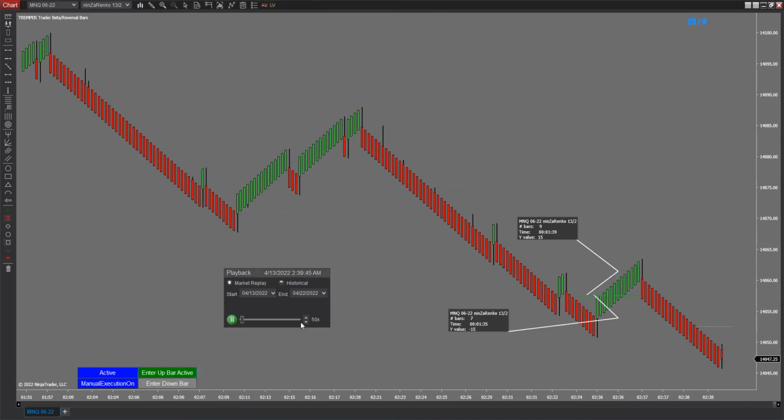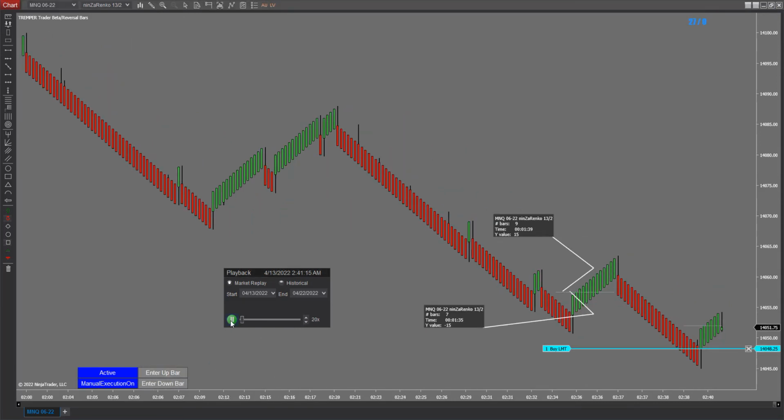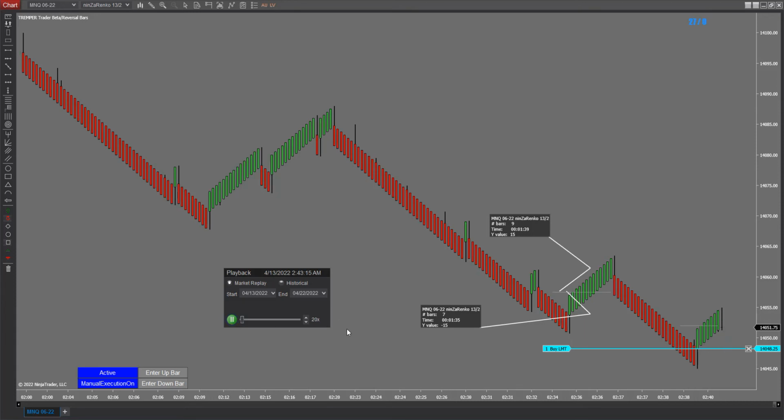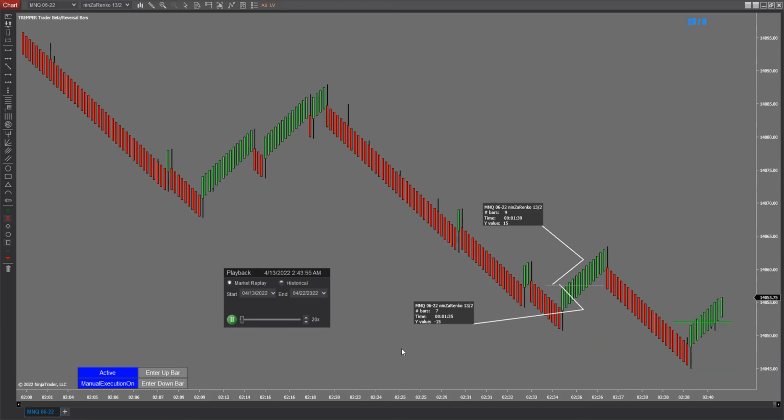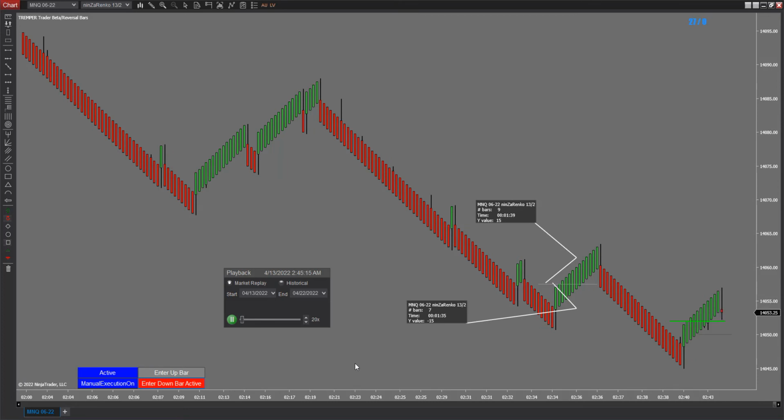Let's go up. Order submitted. Okay, so there's a pending order. It's 15 ticks from the trigger, waiting for it to come back and get us. And if it gets too far away, it's going to cancel again. And there it is. We're out again. All right, let's go down. So basically, that's about it.